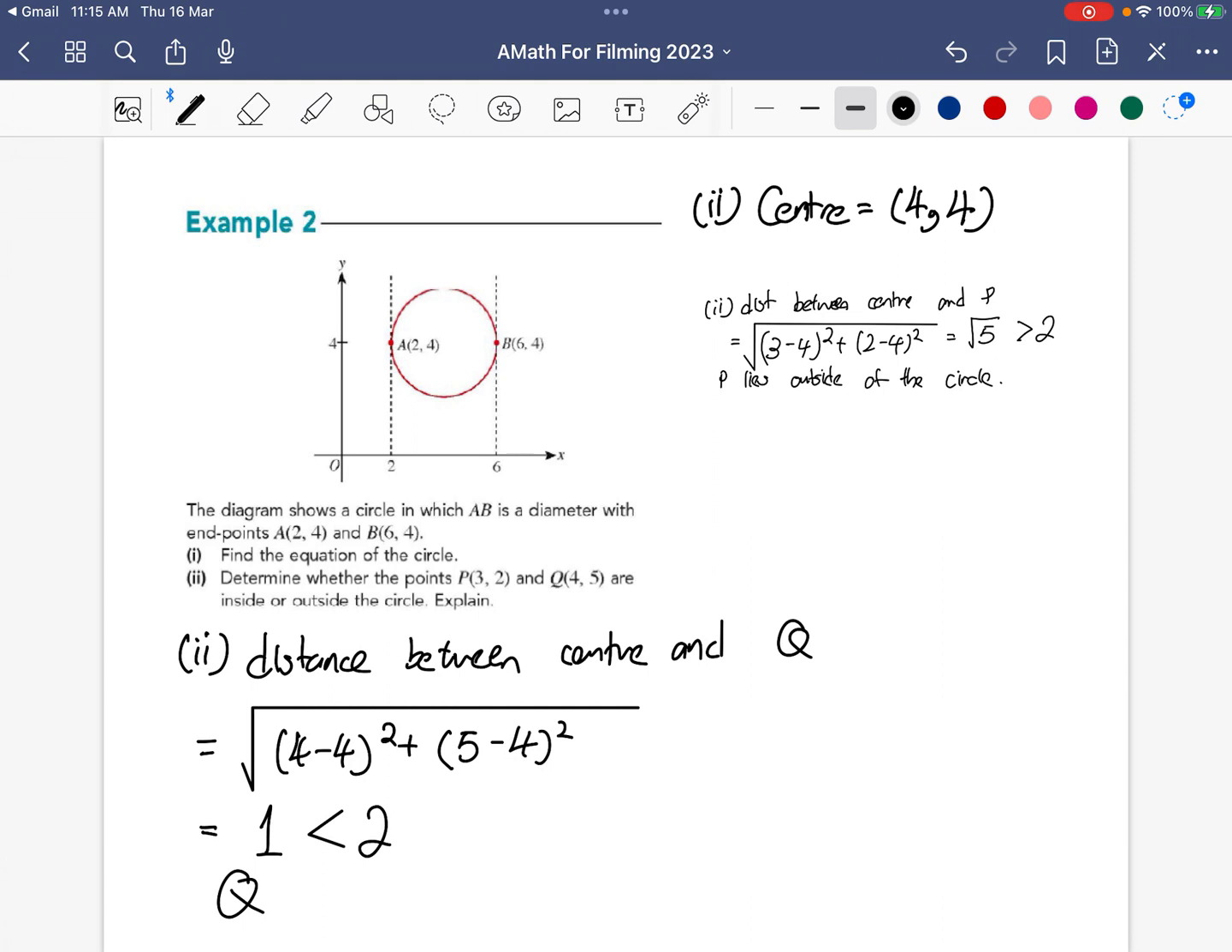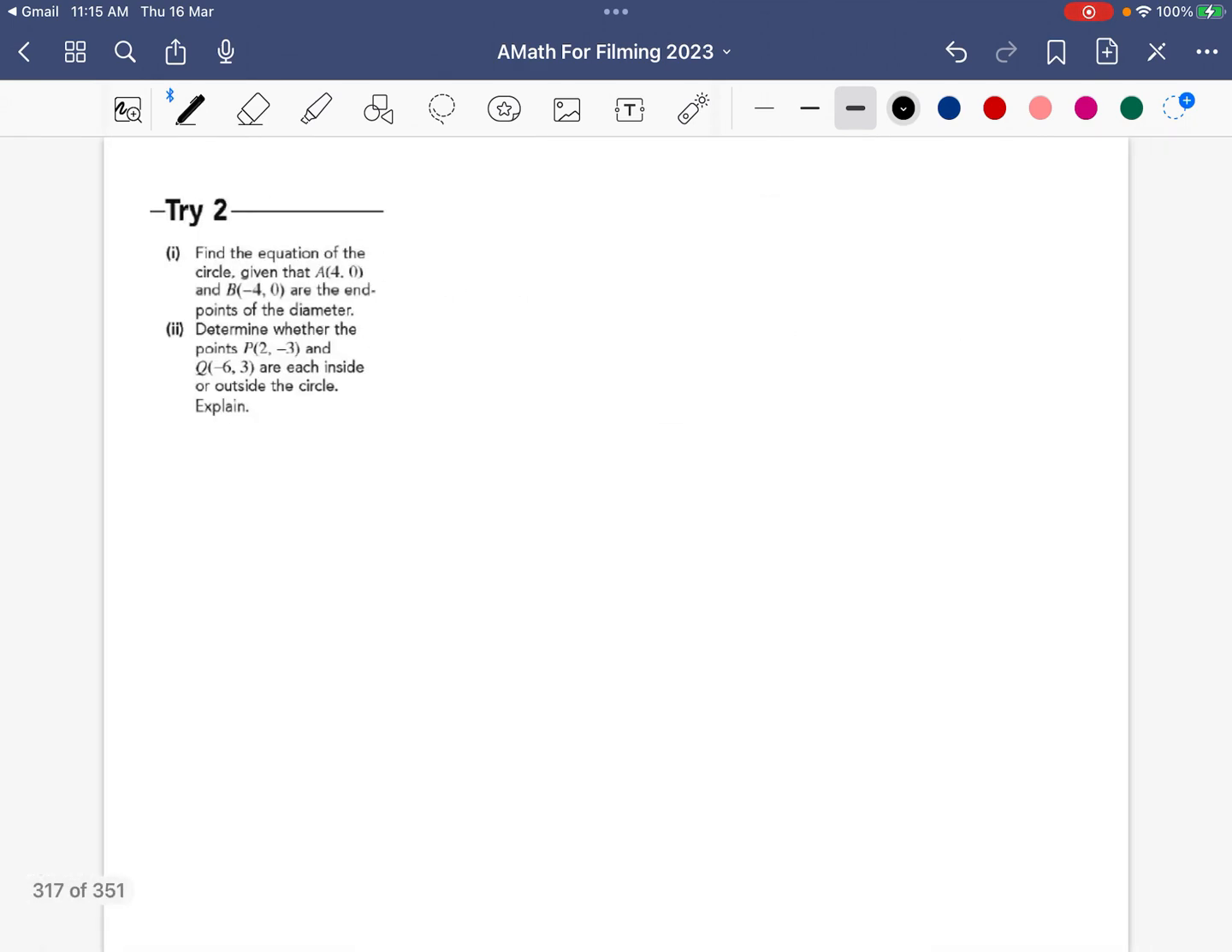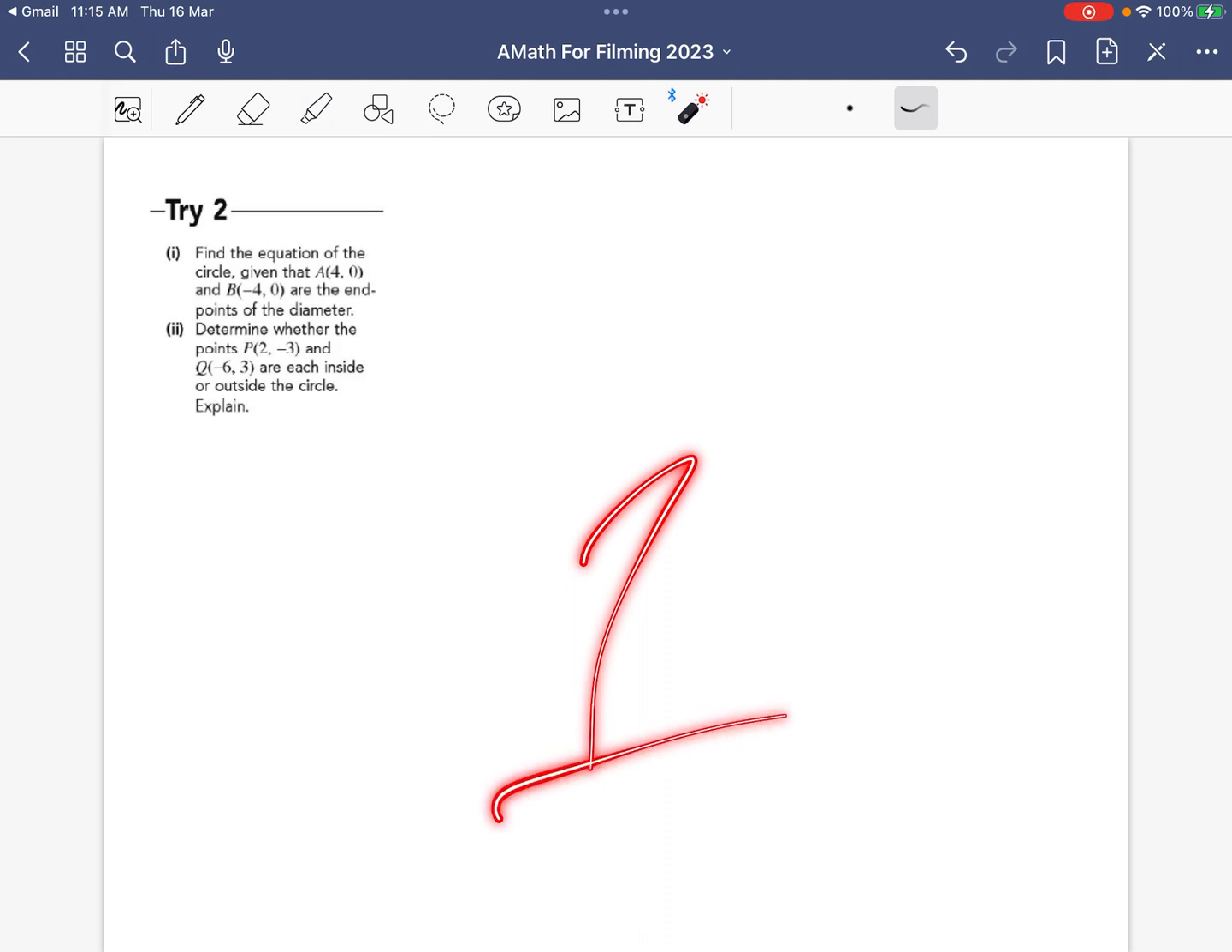So I can make the statement that Q lies inside the circle as the length is lesser than the radius. The third possibility is when you find the distance between the point and center is exactly equal to 2. When that happens, then it lies exactly on the circumference of the circle itself. So for try 2, please take some time to attempt try 2, and I'll give you the answers in 3, 2, 1. And here we go, try 2.